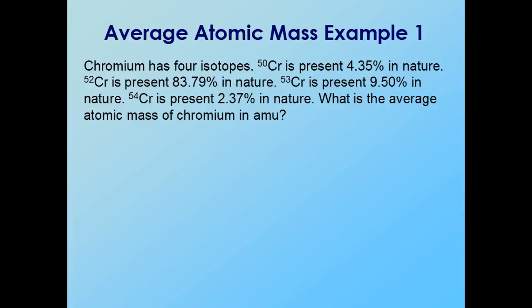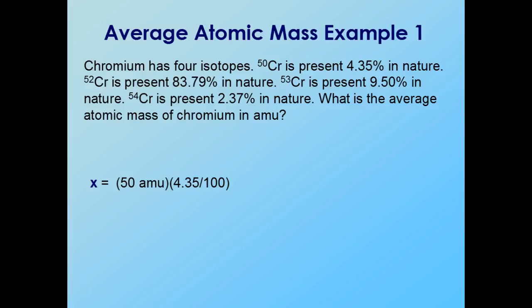It doesn't matter how many isotopes you have. You take each isotope's mass. You could be given an exact mass or just a mass number. You multiply it by its percentage and divide by 100. If you want to go ahead and just move your decimal with the percentage, that works as well.